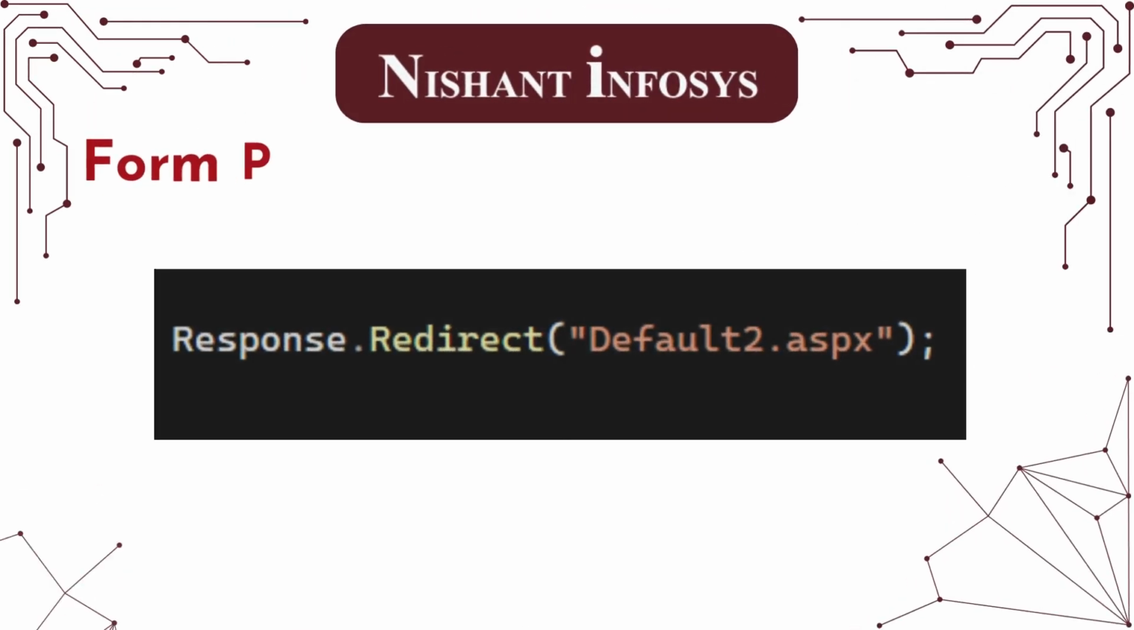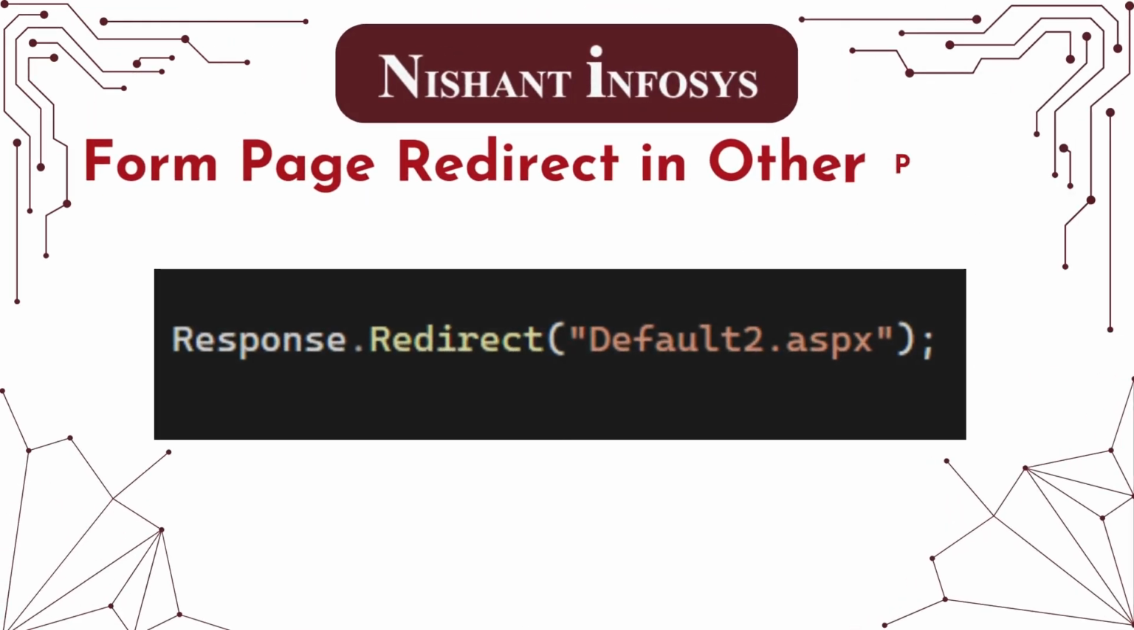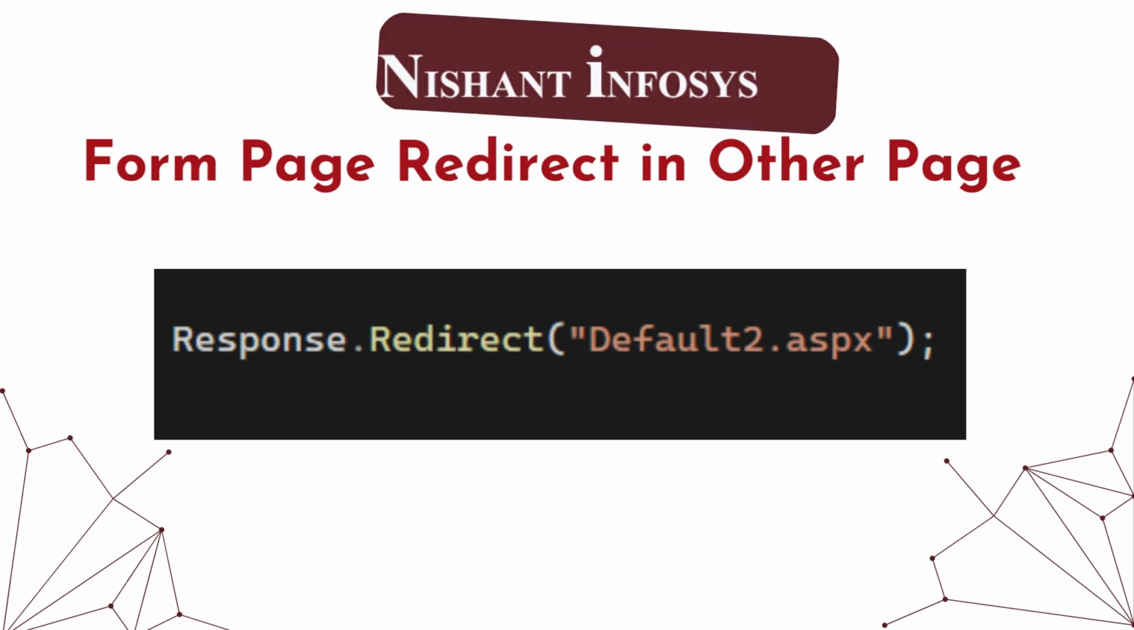The Response.Redirect("Default2.aspx") statement in ASP.NET is used to redirect the user's browser to a different page, in this case, Default2.aspx. When this line is executed, the browser stops processing the current page and sends a new request to the Default2.aspx page, effectively navigating the user to that page. This is commonly used after form submissions or to guide users to a different page after completing an action.